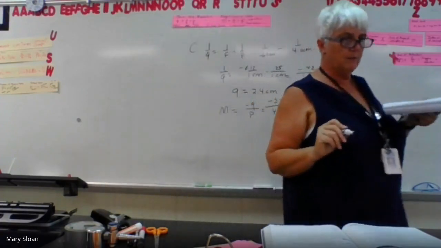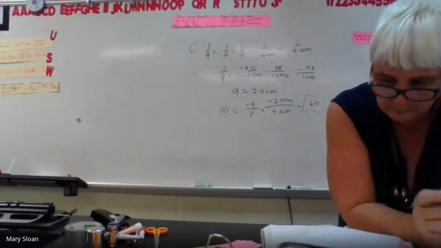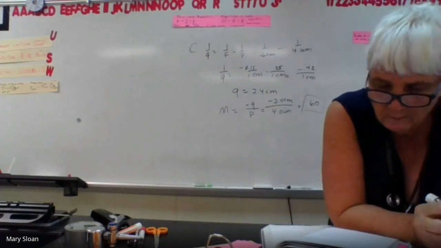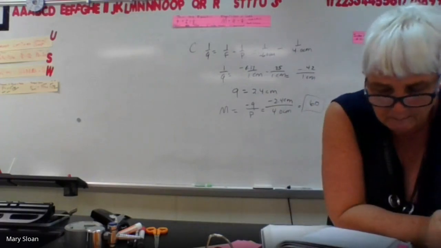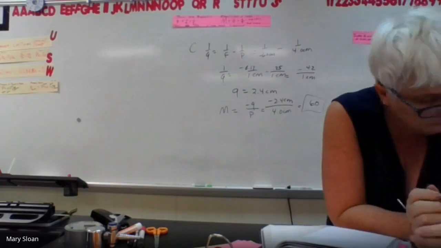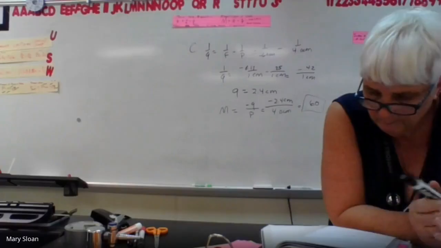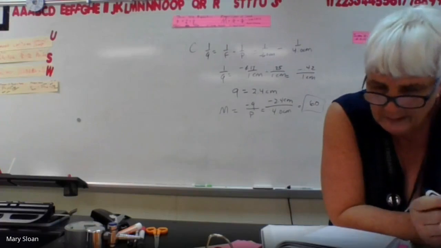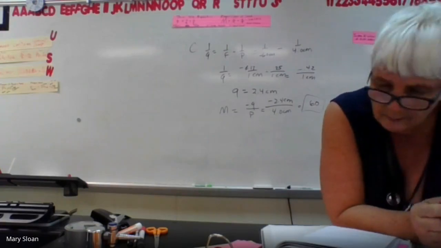Now, what did you get for B? What did you get for P and what did you get for M? I got 0.20 for P, and for the M, I haven't got that one yet. Okay. Anybody else got a different answer than that?